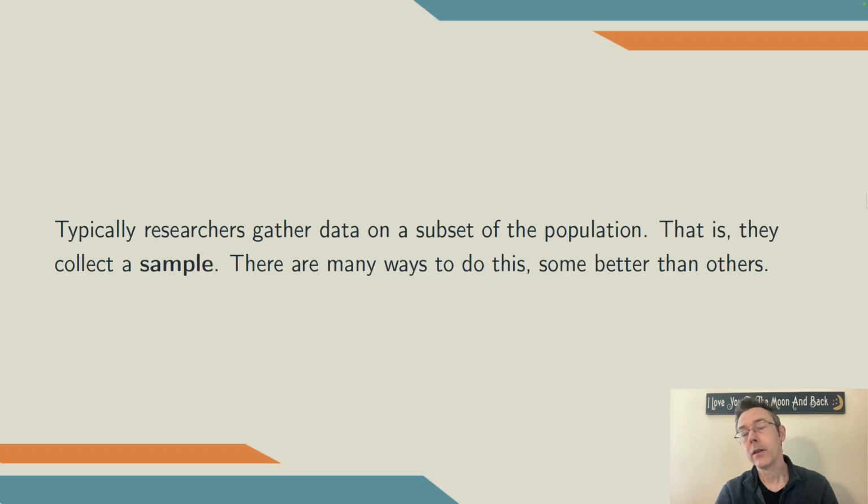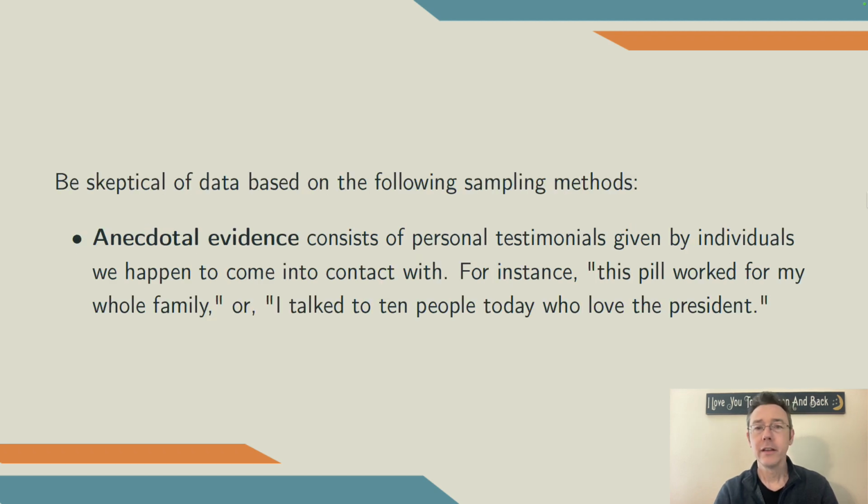So the common solution to this is to gather a sample from that population and then try and draw conclusions about the population from the information you have about the sample. There are lots of ways of gathering a sample. Some are better than others. Let's start out with a couple of ways of gathering data that you should be skeptical of.